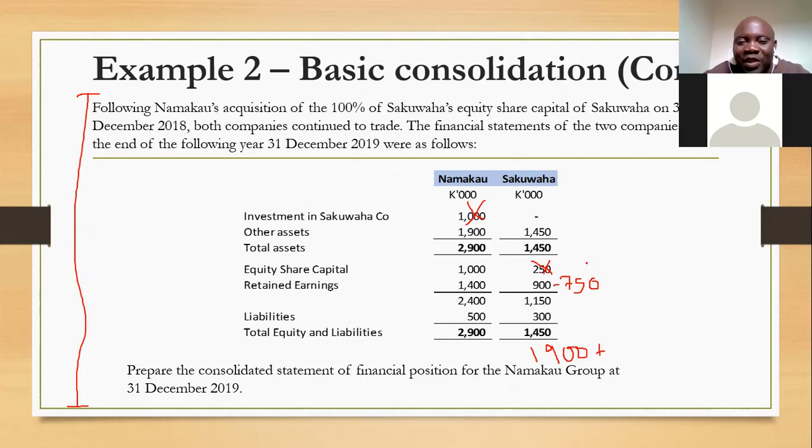Okay, so in short, what we did here, you added these two. So when we are looking at the consolidated, let me just put here console. So it's 1,900 plus 1,450. How much did you get? I got 3,350. Yes, which certainly would be the asset value.